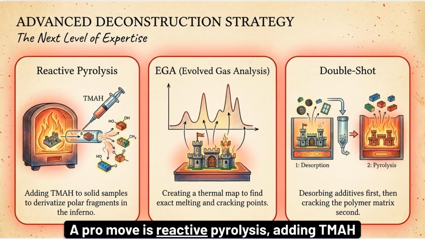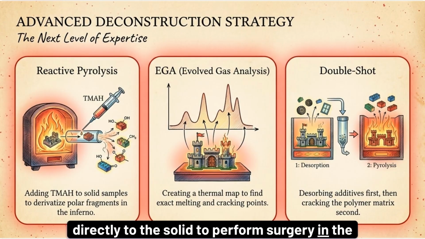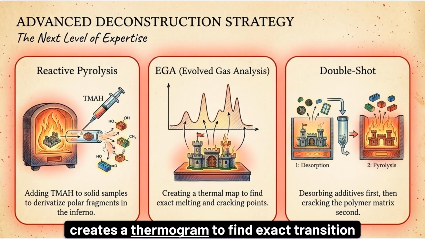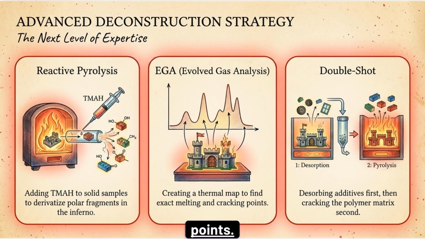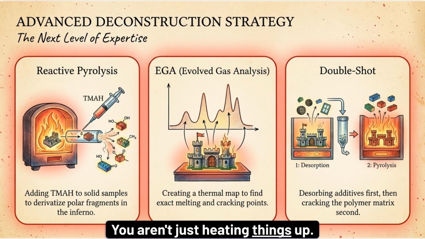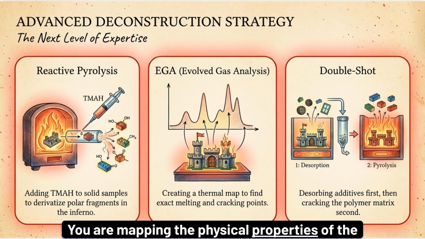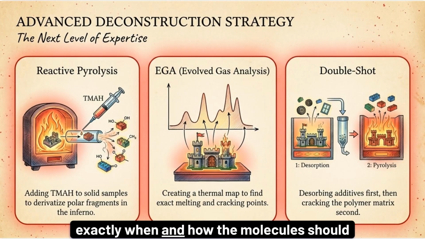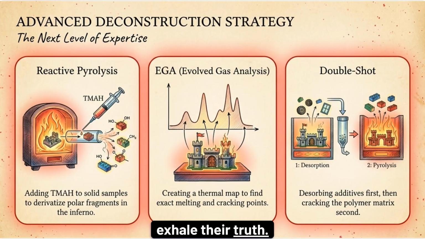A pro move is reactive pyrolysis, adding TMAH directly to the solid to perform surgery in the heat. We also use EGA, a slow temperature ramp that creates a thermogram to find exact transition points. This is strategic deconstruction at its highest level. You aren't just heating things up. You are mapping the physical properties of the matter. You are the architect of the inferno, deciding exactly when and how the molecules should exhale their truth.